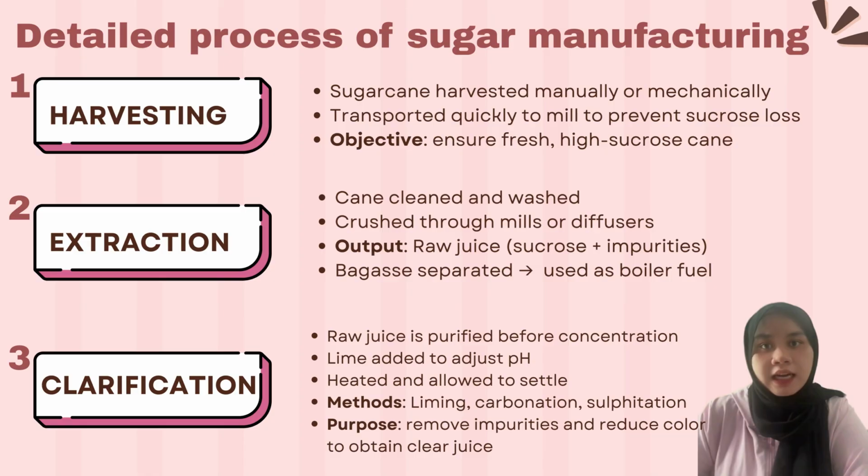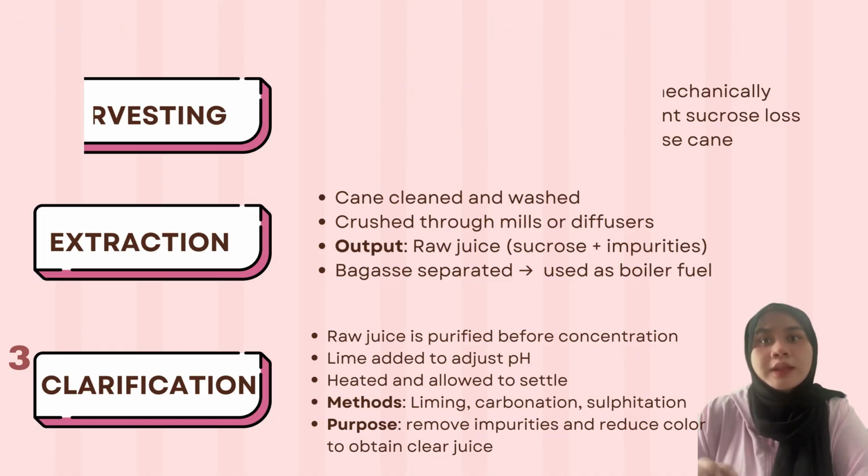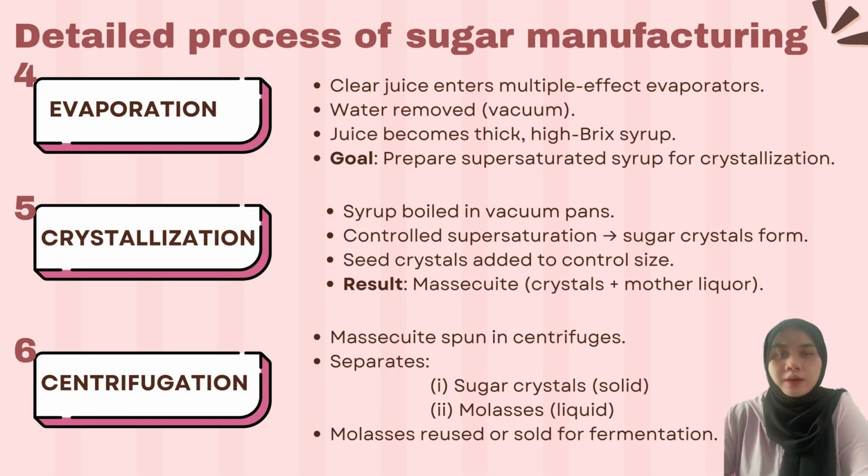Once the cane is cut, it must be transported to the mill as quickly as possible. This is important because sucrose inside the cane can degrade if it is left too long. So the main focus moving forward is the evaporation process.